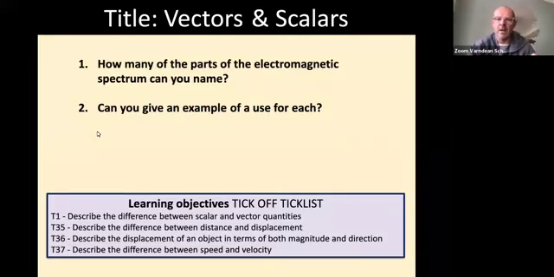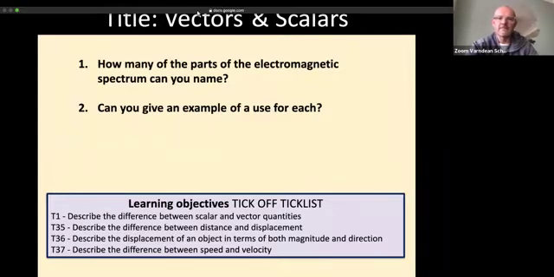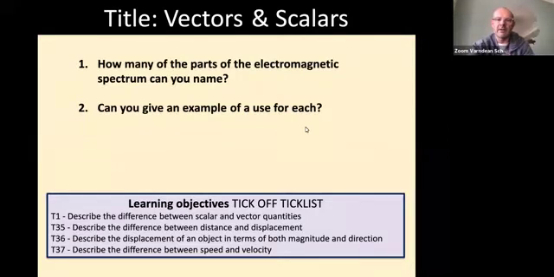And what we're going to look at is vectors and scalars and forces, and in particular, resultant forces, to help you remember those things. There are two questions up there for you to have a little look at. One of them is, how many parts of the electromagnetic spectrum can you name? And can you give an example of a use for each? Now, if you're looking at that and thinking, I can't do that at all, that's something you need to revise over the next couple of weeks.